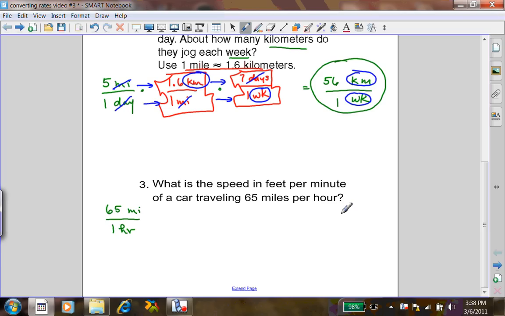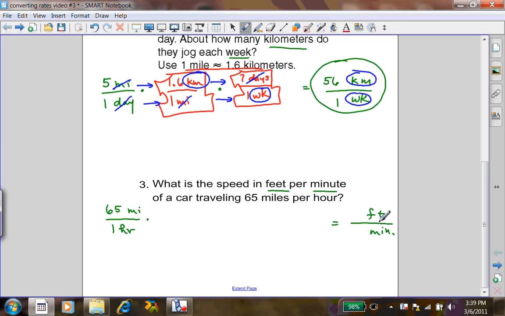Where do we want this to convert to? We want to change it to feet per minute. So we want feet on the top and minute on the bottom. That's our goal. Now, we have two things to convert. Miles need to convert to feet. Hours need to convert to minutes. So let's start with, I always usually just do the top one first to make my life easier. So I'm going to change miles to feet.